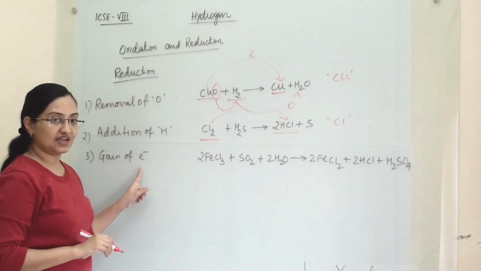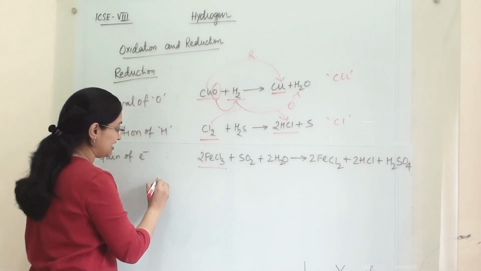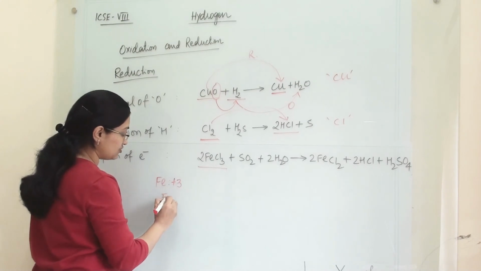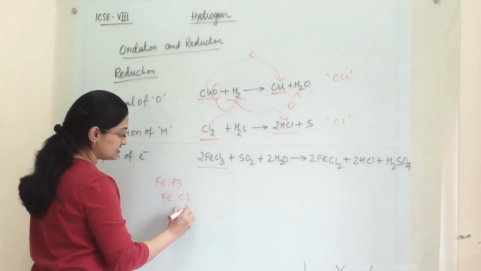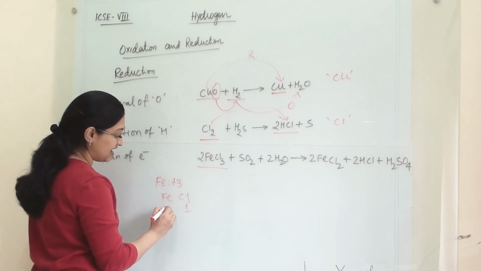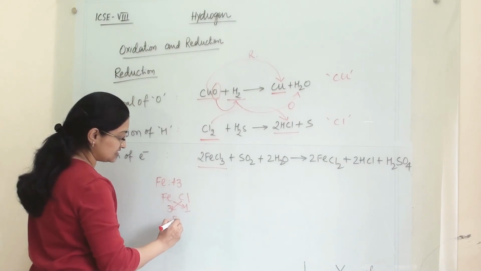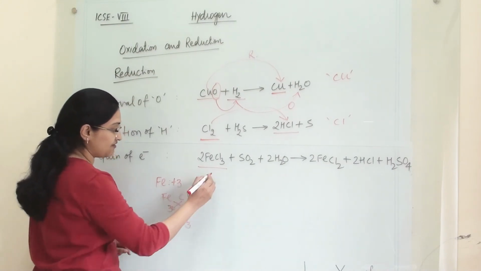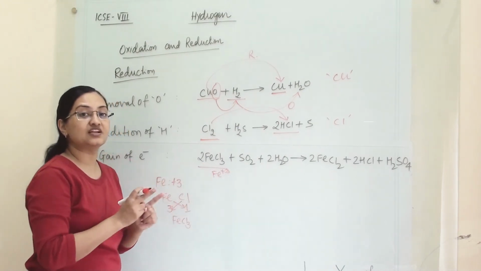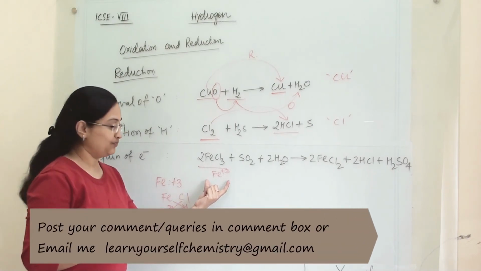Then gain of electron. Here FeCl3 is there. That means the valency of Fe is plus 3 in this. Via crisscross method, Fe and Cl. Cl has one combining capacity, one valency, Cl minus, and Fe is plus 3. So via crisscross method it is FeCl3. That means Fe's valency here is plus 3. That is how we can check the valency of any atom in the molecule.